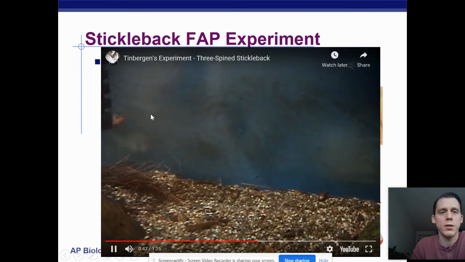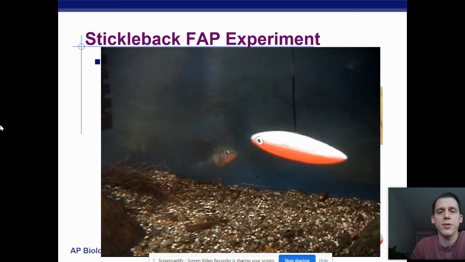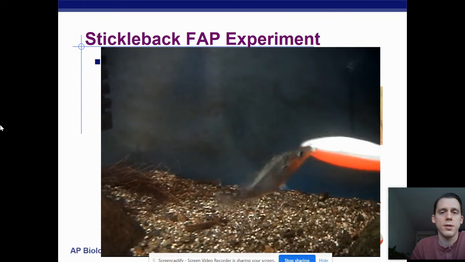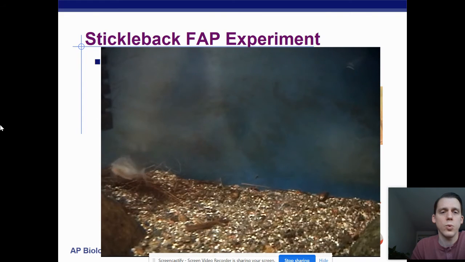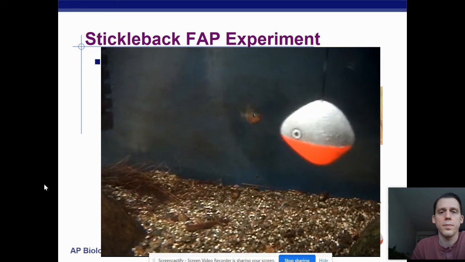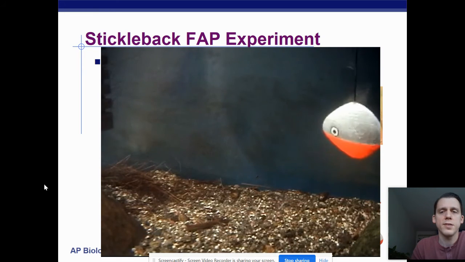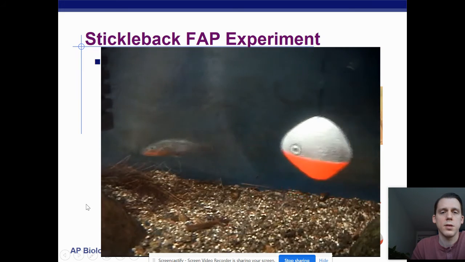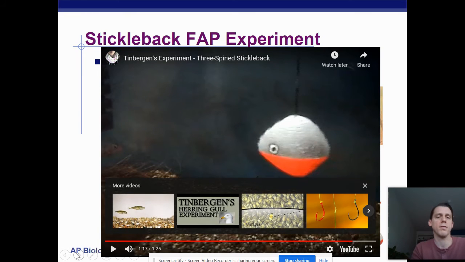There's a stickleback over here. Now, red belly, the male stickleback is very aggressive. Seeing the red, trying to chase it away. Now, what if we use a different shape? Same thing, exhibiting aggressive behavior. All right, so that is a fixed action pattern.